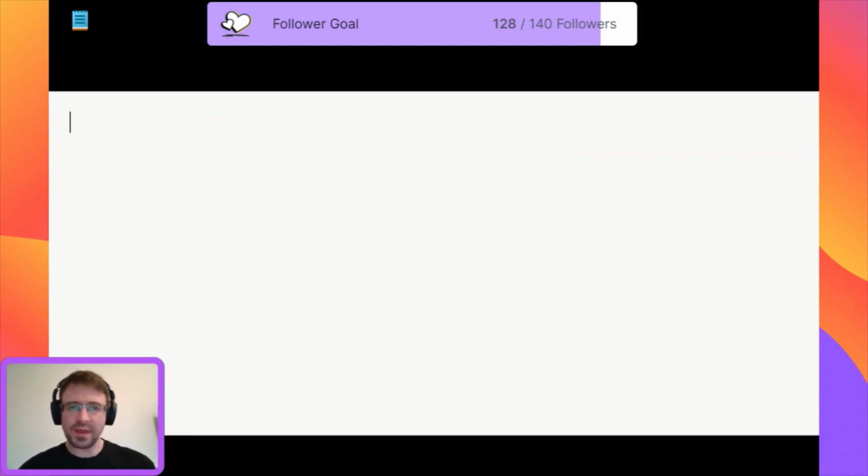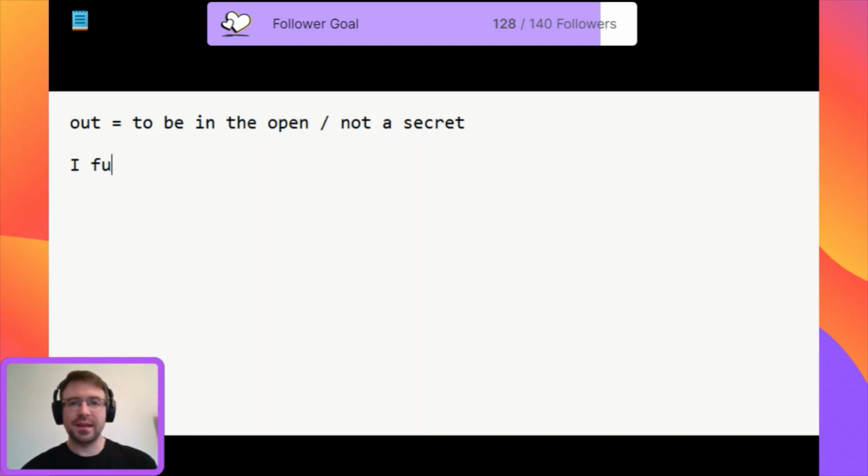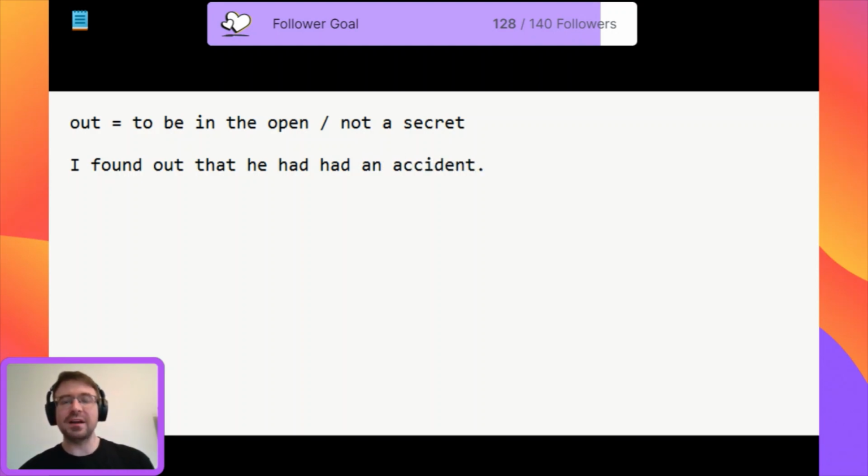Then another common one we have is the preposition out. Now out is a little bit tricky, but we use out to show that something is in the open or it is not a secret anymore. So for example, we can say, I found out that he had an accident. So he had an accident, it should be past perfect. So I found out.